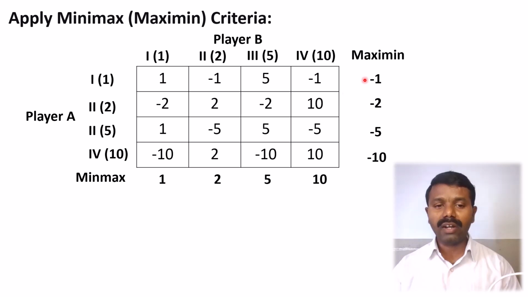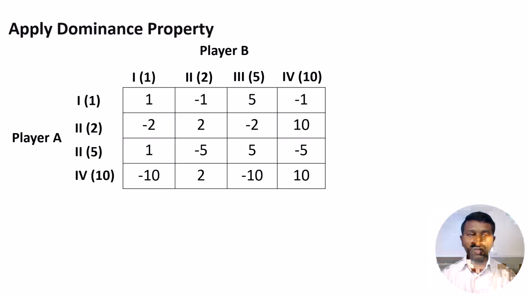So these two are not the same; 1 and minus 1 are not the same. So after applying the minimax criteria, we can say that it is not a pure strategy problem, so we will go to the mixed strategy problem. Once you consider this a mixed strategy problem, we need to reduce the number of columns and rows. Only then can we solve the mixed strategy problem.